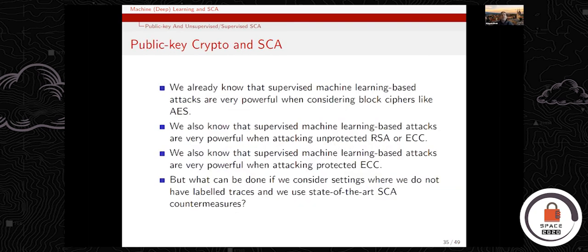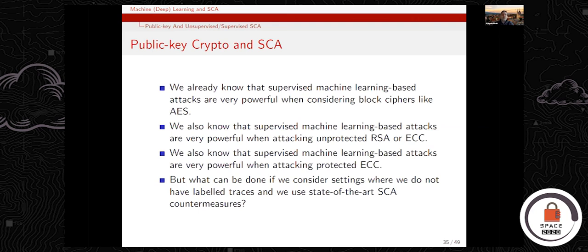And here, the results I gave you up to now are for block ciphers, or even more precisely for AES. And what we know is that supervised machine learning is very powerful when considering AES. But what happens if we go for public key crypto? Well, we also have results there. Supervised machine learning is also very powerful when attacking unprotected RSA or ECC.